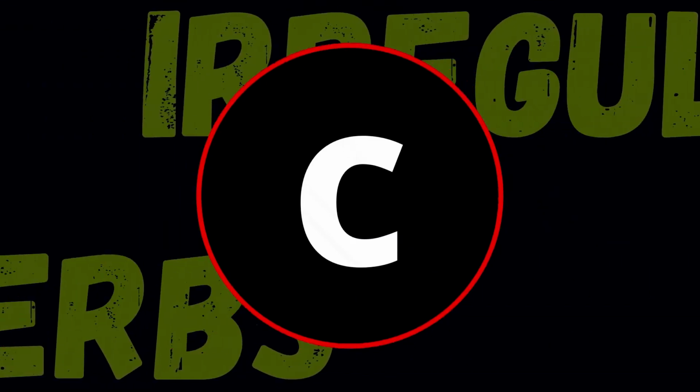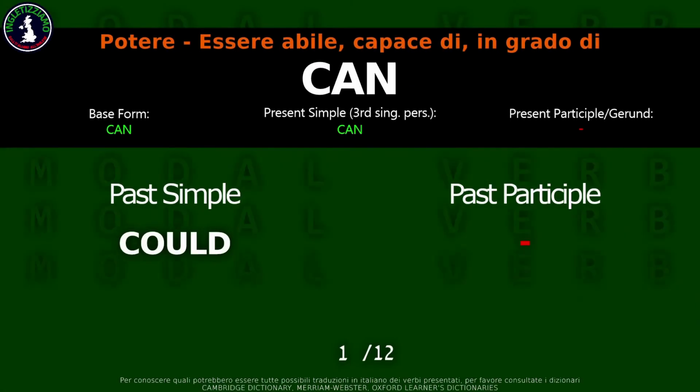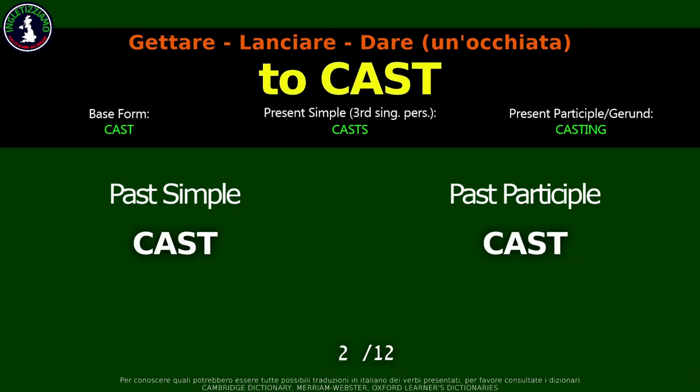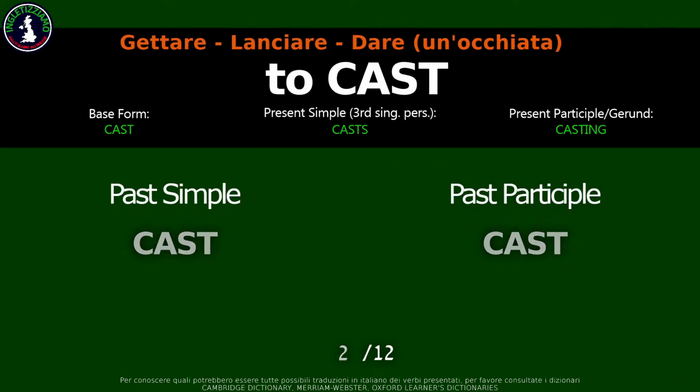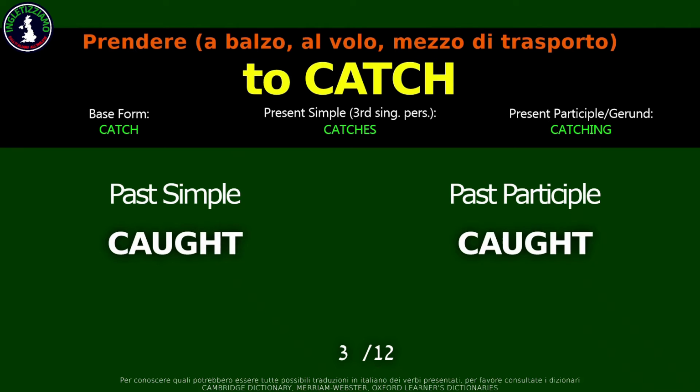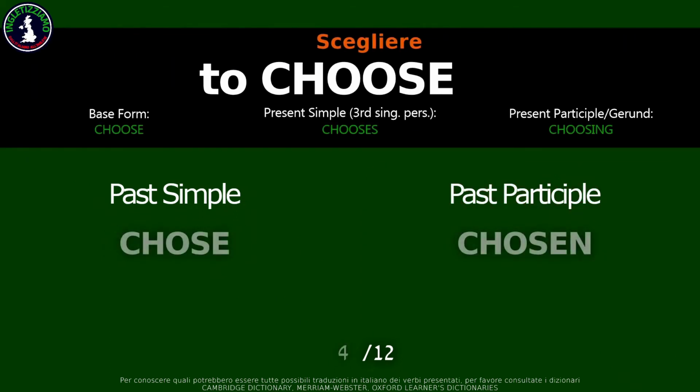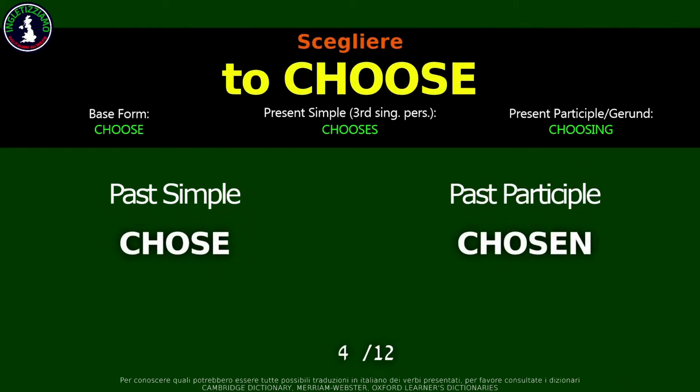Irregular verbs with the letter C. Can, could. To cast, cast, cast. To catch, caught, caught. To choose, chose, chosen.